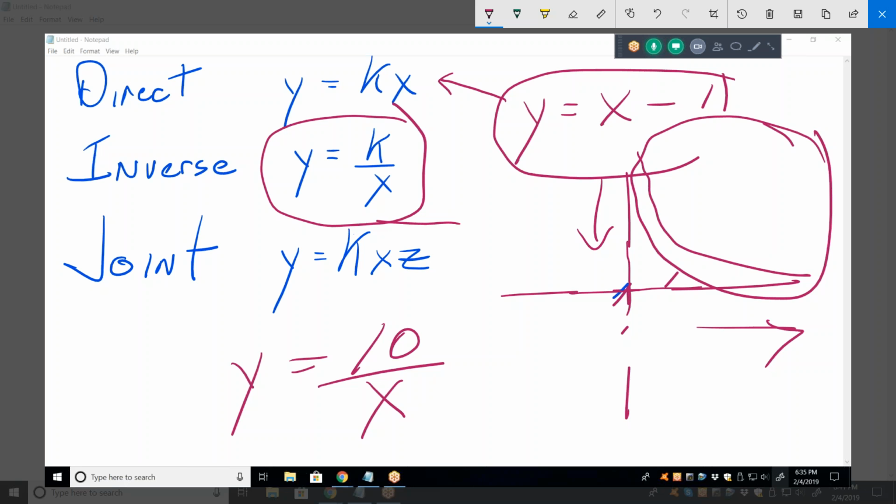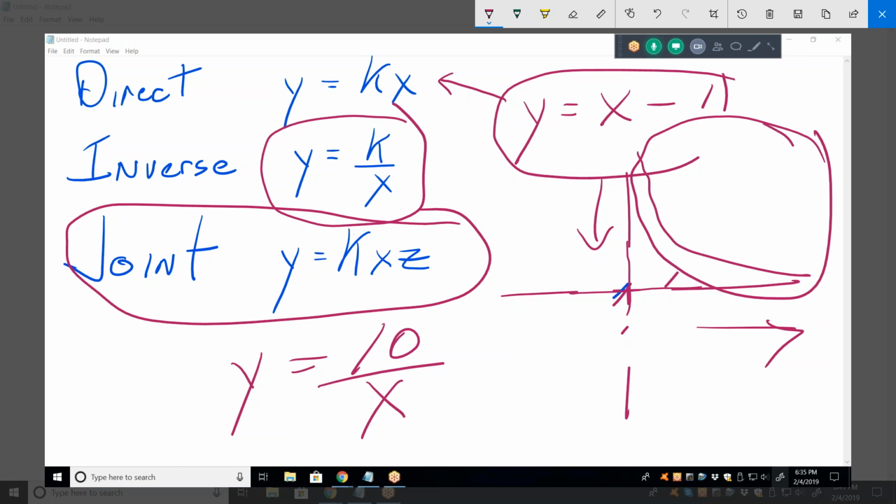Now, this third one here involves 3 variables, y, x, and z, but it's basically saying the same thing as direct. In other words, if I increase x, y is going to go up. Or if I increase z, y is going to go up. If I decrease x, y is going to go down. If I decrease z, y is going to go down. So those are your possibilities, and those are the only ones.